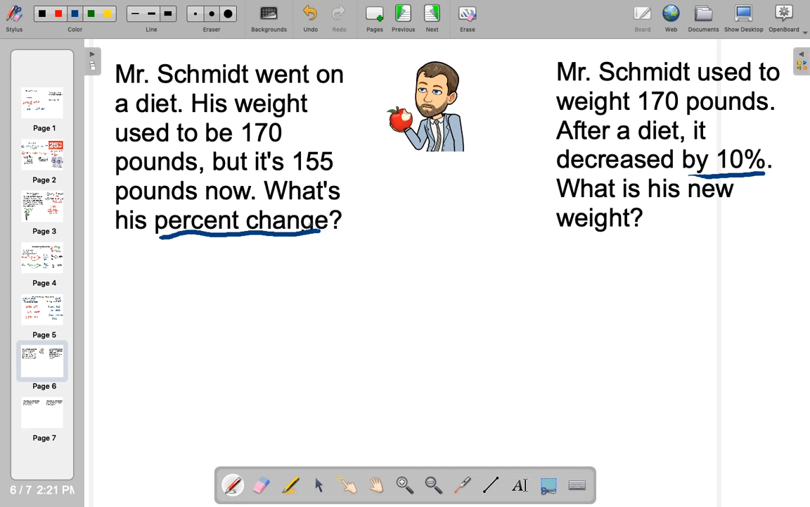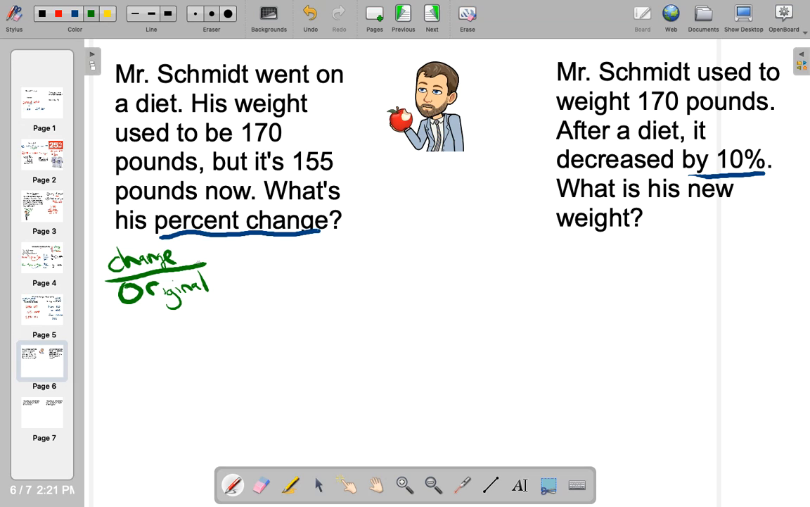So each of these problems starts with some version of Mr. Schmidt went on a diet. His weight used to be 170 pounds. Now the problem on the left, which we're going to do first, says it's 155 pounds now. What's the percent change? Okay, so as soon as we hear that, we're looking for the percent. We need to do change over original.